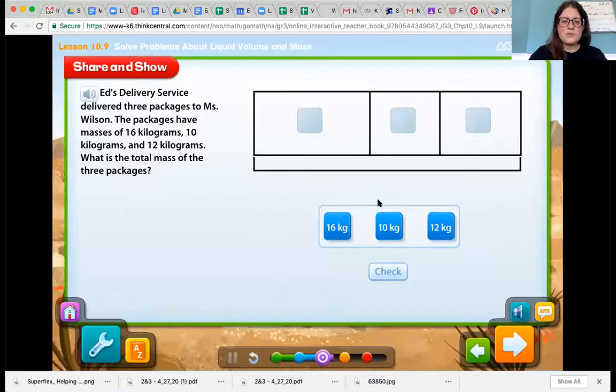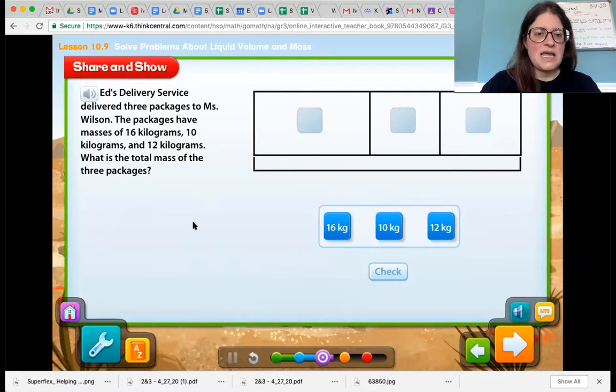So if I go back to sharing my screen, the next problem on that little video actually relates a little bit better to what is being shown in the packet. So this one says, Ed's delivery service delivered 3 packages to Miss Wilson. The packages have masses of 16 kilograms, 10 kilograms, and 12 kilograms. What is the total mass of the 3 packages?